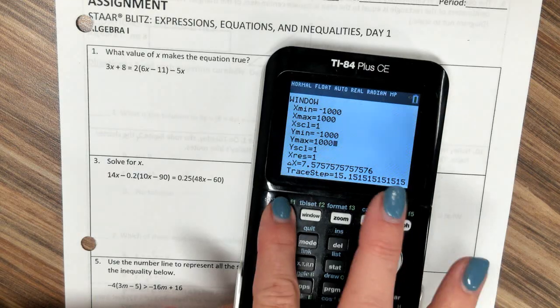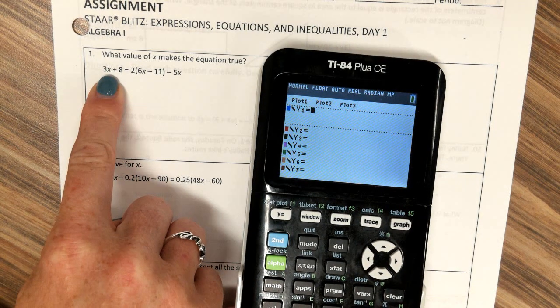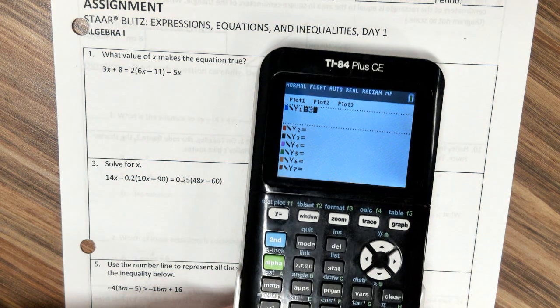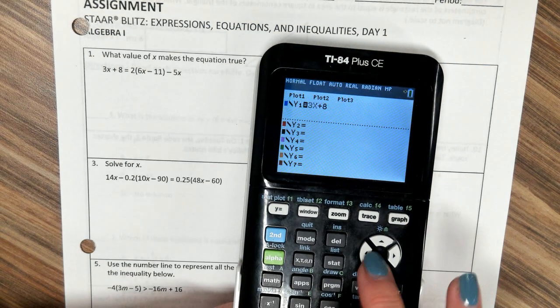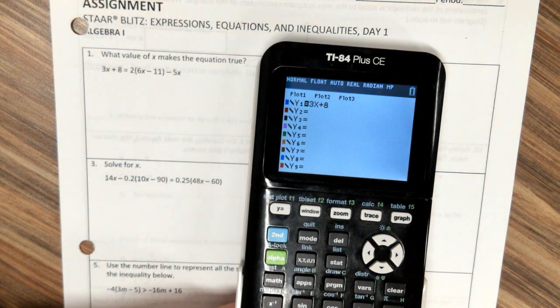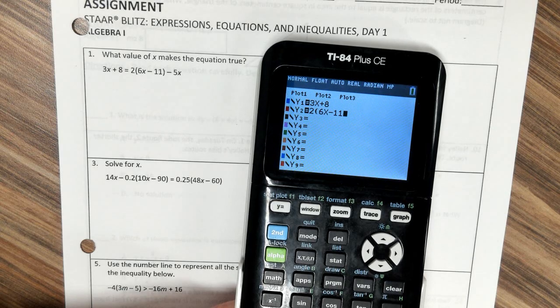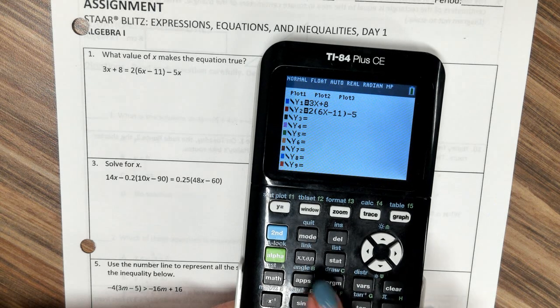Okay, so I go to Y equals. I'm going to type the left side in Y1. So I would put in 3x plus 8. For the right side, I'm going to type it exactly how I see it. So 2, open parentheses, 6x minus 11, close parentheses, minus 5x.